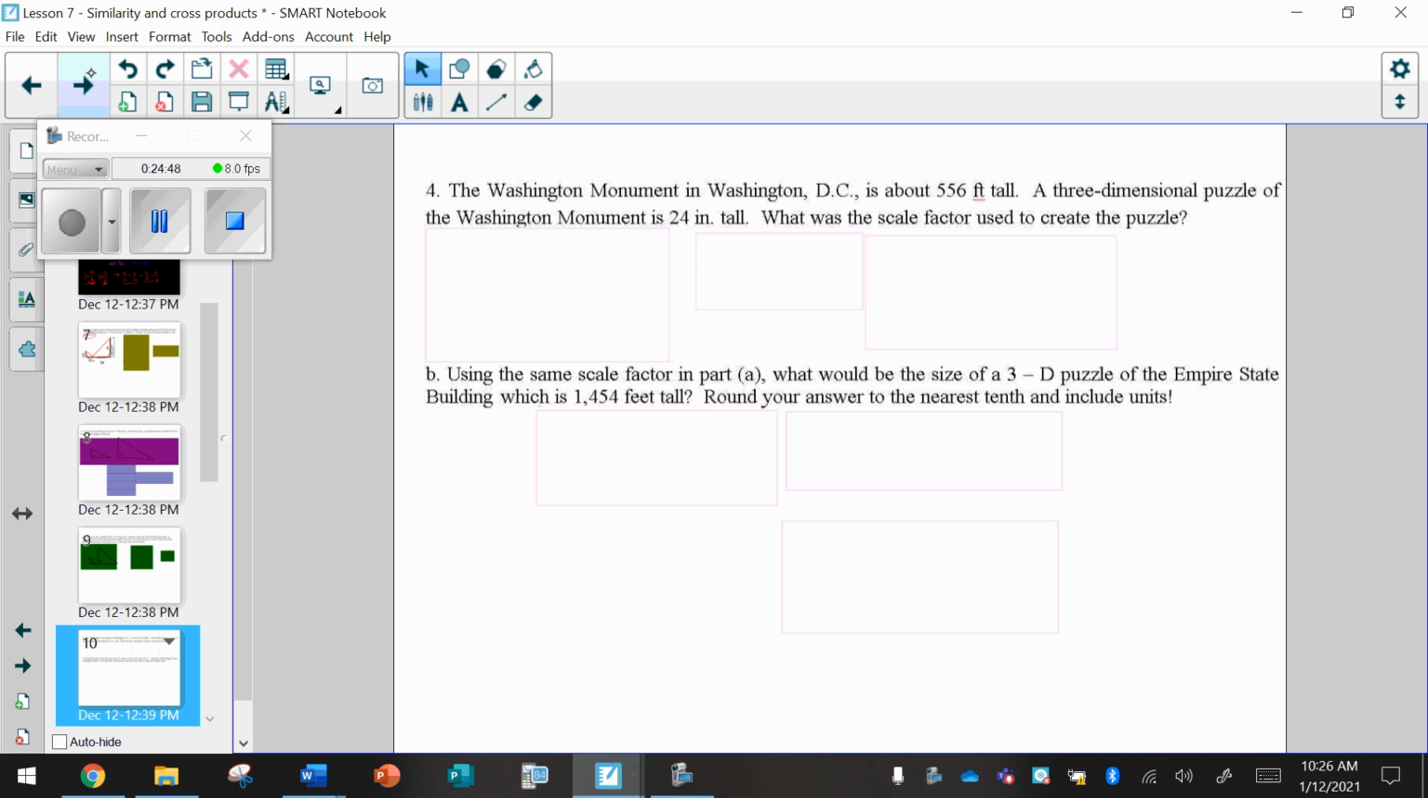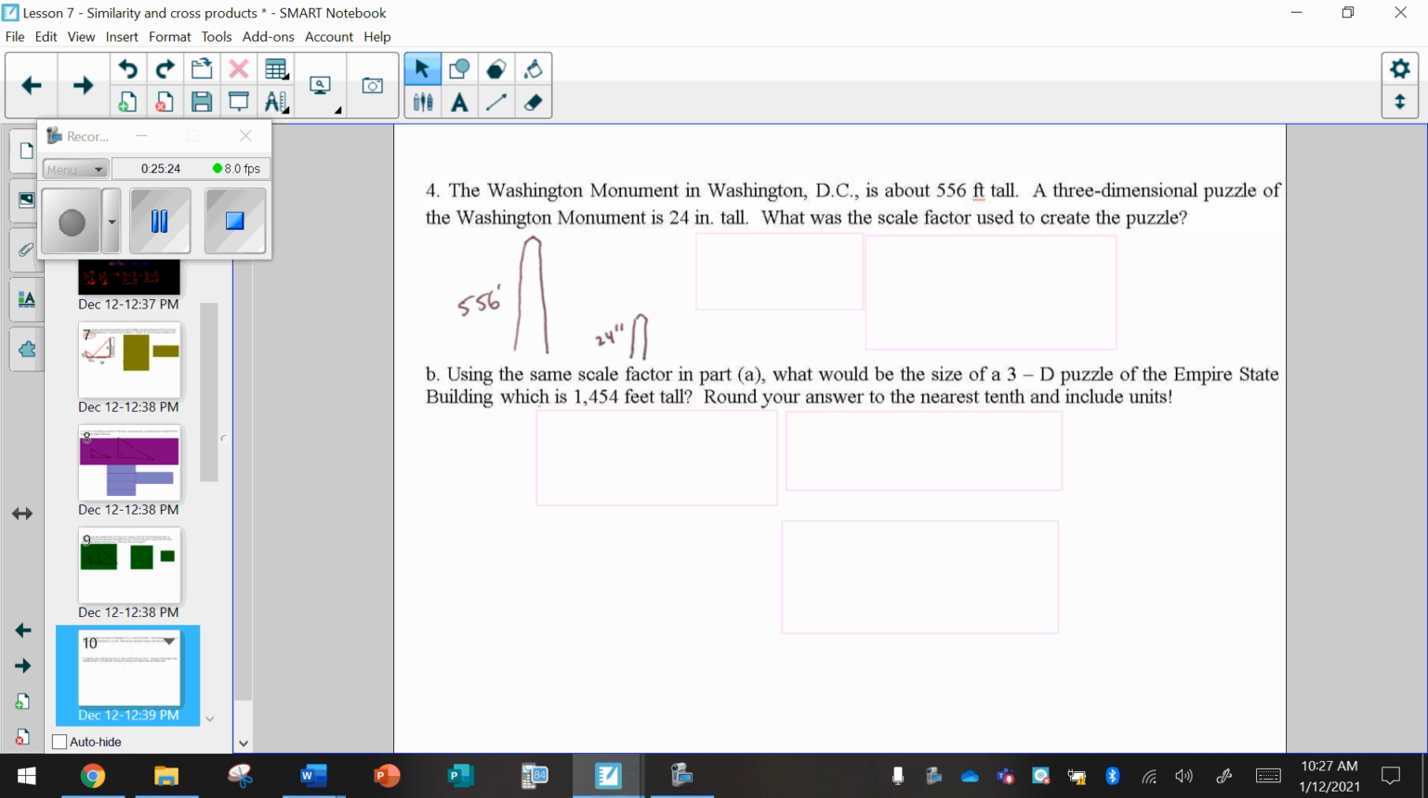The Washington Monument in Washington, D.C. is about 556 feet tall. A three-dimensional puzzle of the Washington Monument is 24 inches tall. What is the scale factor used to create the puzzle? Remember, when we are writing ratios to find the scale factor, we always do image length divided by pre-image length. Okay? The Washington Monument came first. The puzzle came second.